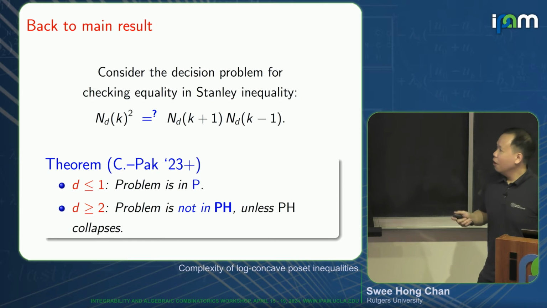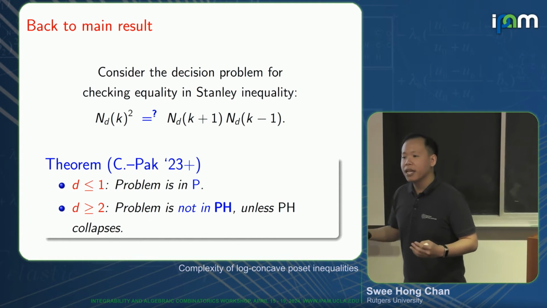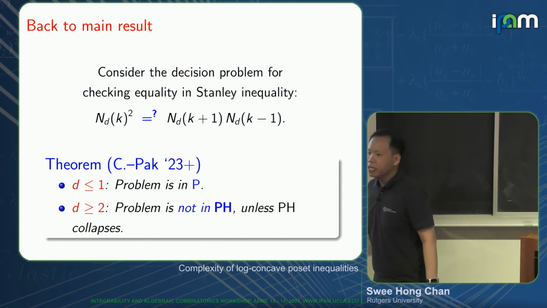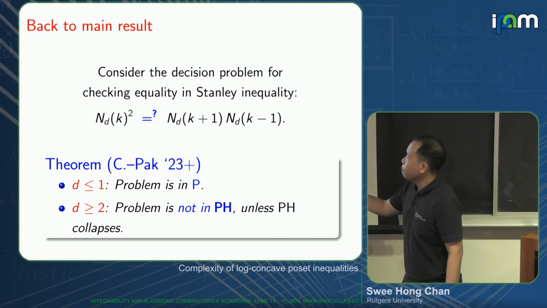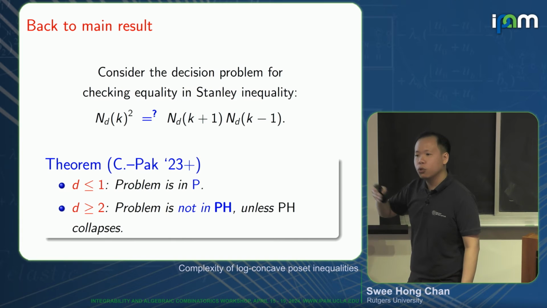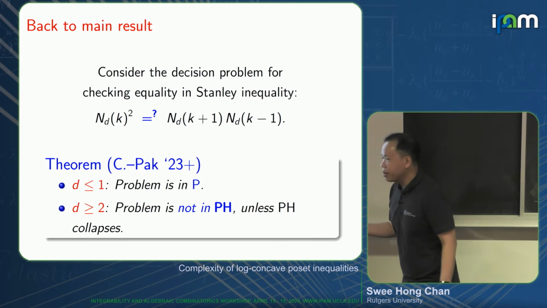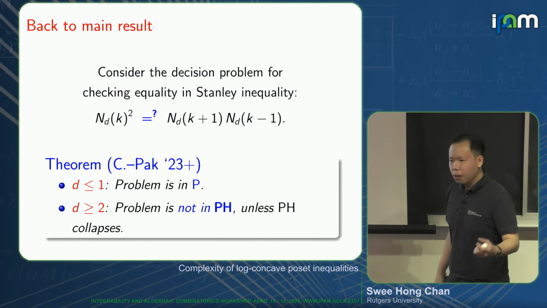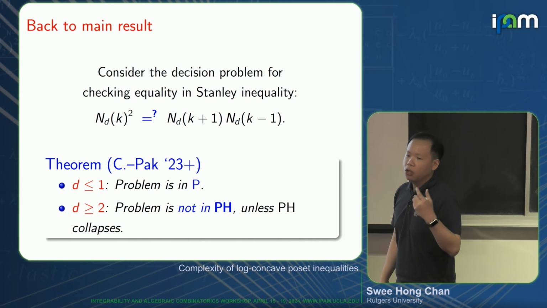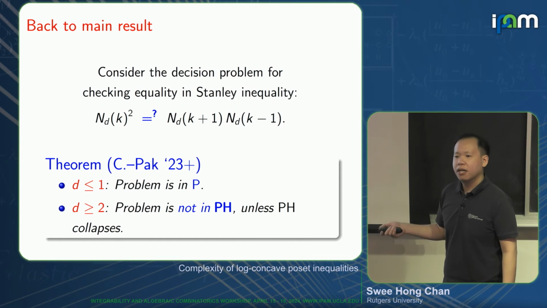Okay, now using this idea from complexity theory, we can restate our main result. What our main result is saying is to consider the decision problem where, given a polytope P, a number D, and a number K, check if the Stanley inequality has equality or not. Then our result says that for D less than or equal to 1, this problem is in polynomial time. This is because we have a combinatorial condition that is so nice that it can be verified in polynomial time.